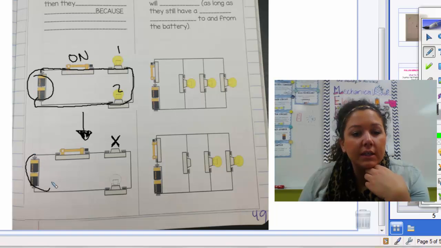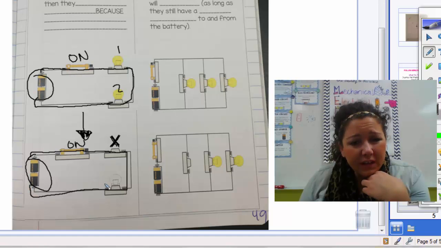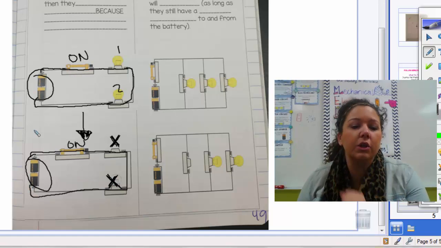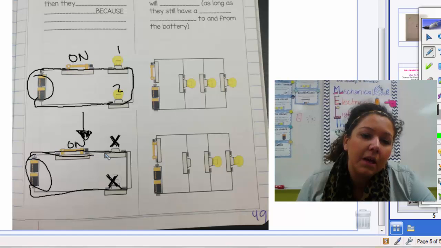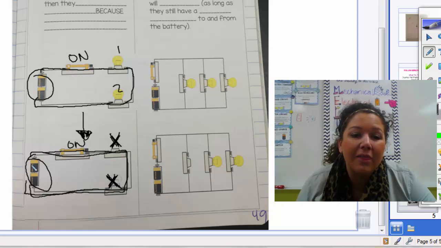If we again start at our energy source, we see the switch is still on, so the energy is going to keep going, but look what happened here. They took the light bulb out. When one light bulb goes out in a series circuit, the other light bulb is also going to go out because they are on the same pathway. So if I cut off the energy here, then I also cut off the energy right here. That's because it is on the same pathway.